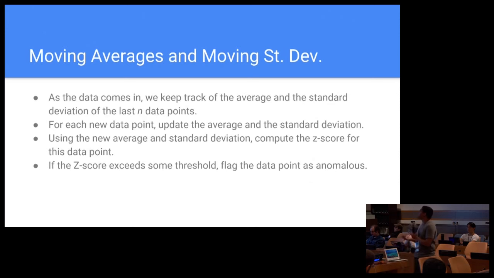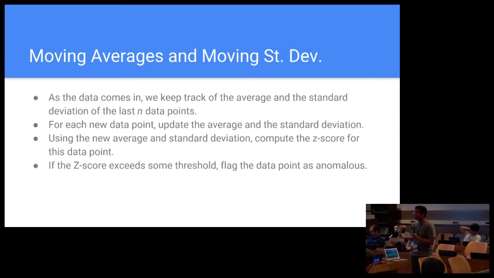One way you can use that is to do moving averages and moving standard deviation. As the data comes in, you have an average of, say, the last 100 data examples and the standard deviation of the last 100. As a new point comes in, you update the average, you update the standard deviation, and then you can calculate a z-score for this new point. If this z-score exceeds some threshold, let's say 3 or 3.5, then you can flag that point as anomalous.